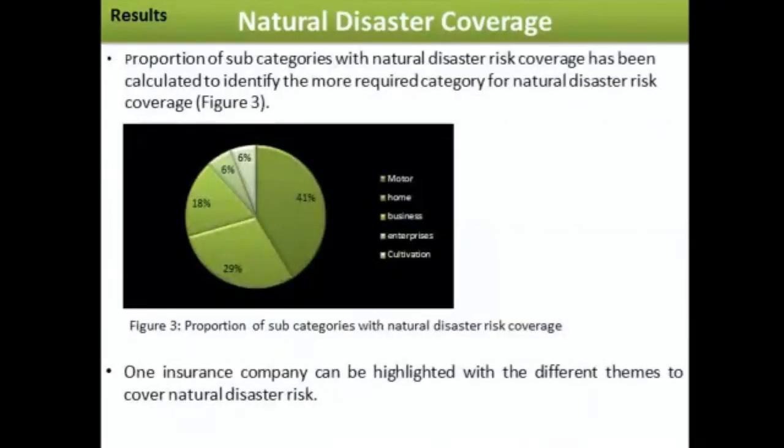The proportion of subcategories with natural disaster risk coverage has been calculated to identify the most required category for natural disaster risk coverage. Motor insurance is the most required category for natural disaster risk coverage, and one insurance company could be highlighted with different themes to cover natural disaster risk, such as protecting farmers, small and medium enterprises, and a complete protection plan for businesses. Actually, these are additional to the above-mentioned existing categories.